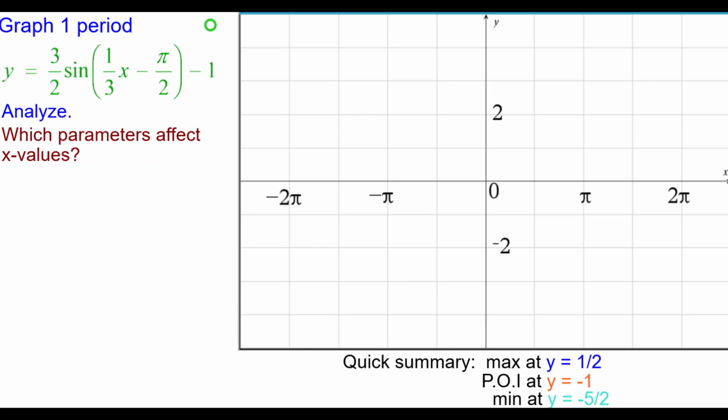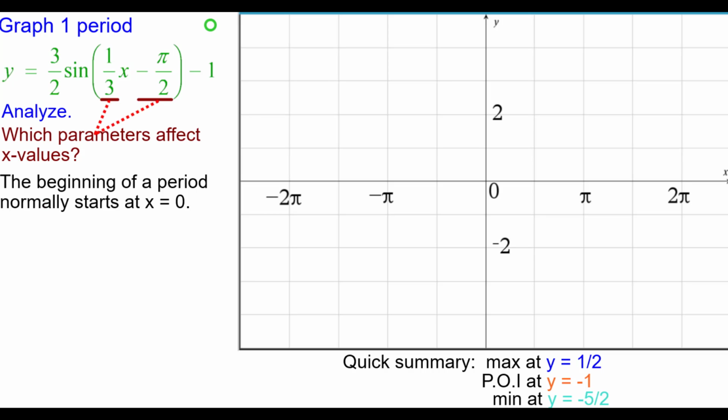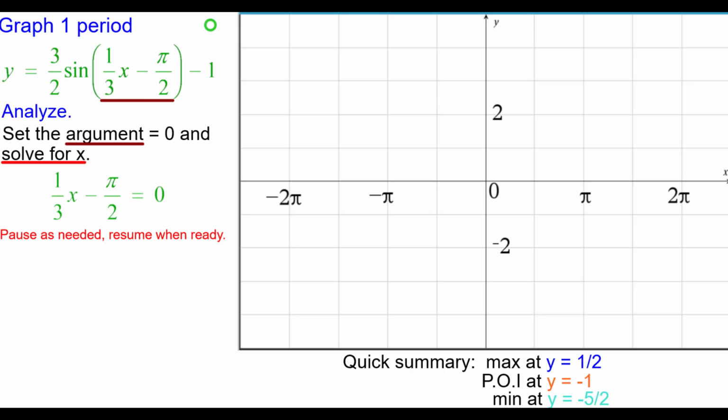Now, which parameters affect the x values? That would be the 1/3 times and the minus pi over 2. Remember that the beginning of a period normally starts when the argument is equal to 0. So we're going to set that argument equal to 0 and solve for x to see where this one starts. So 1/3 x minus pi over 2 equals 0. Solve for x, pause as needed.